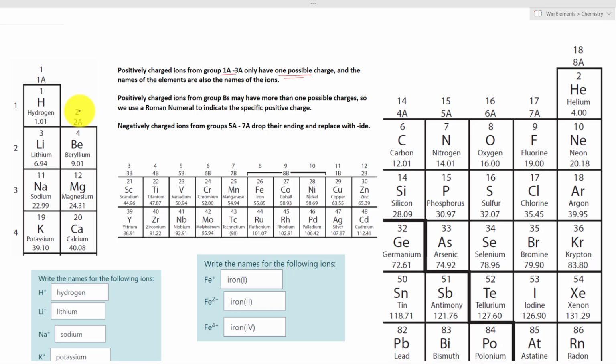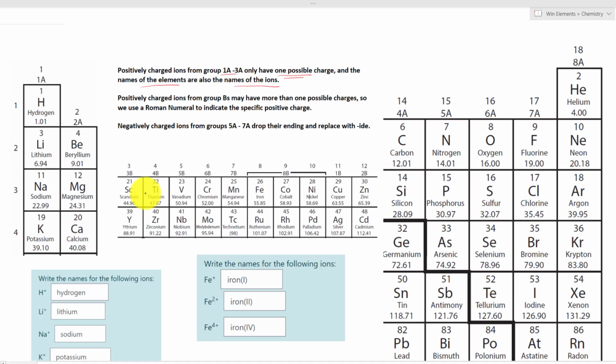So in this case, we will look at this right here. If that's the case, they lose specific numbers, so therefore they only have one possible charge. So when we look at the naming of positive ions, we can use the name of the elements. So the name of the elements are also the name of the ions formed from group 1A through 3A.